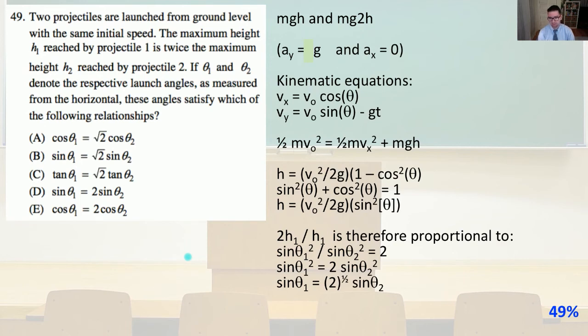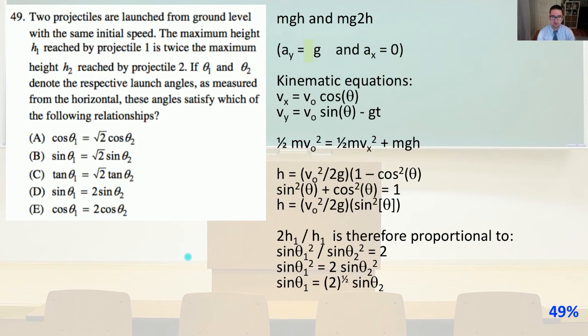So again, we need to know our kinematic equations, where v_x equals v0 cosine theta and v_y equals v0 sine theta minus gt. 1/2 m v0 squared equals 1/2 m v_x squared plus mgh, and h is going to equal v0 squared divided by 2g, that quantity times 1 minus cosine squared of theta. And so sine squared of theta plus cosine squared of theta, we know, equals 1. Those are our trigonometric identities. So h is going to equal v0 squared divided by 2g, that quantity times sine squared of theta.